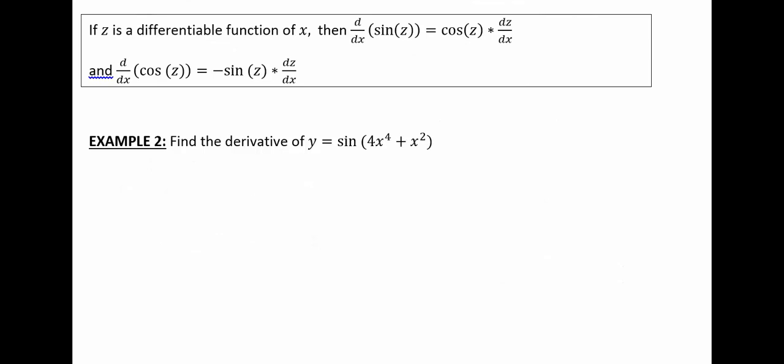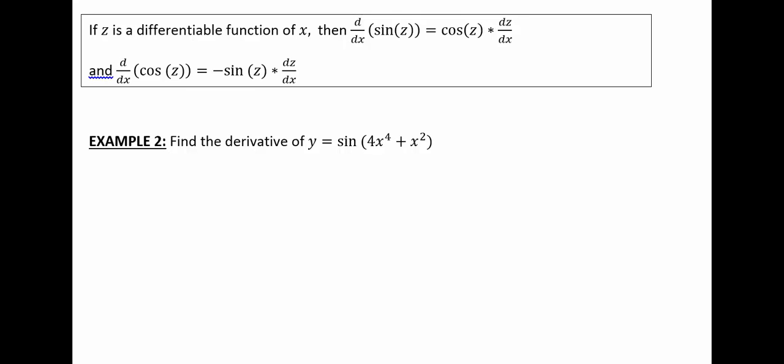If z is a differentiable function of x, then the derivative with respect to x of sine of z is cosine of z times dz dx. Similarly, the derivative with respect to x of cosine of z is going to be equal to negative sine of z times dz dx. So as long as we can identify what our z is, we can use these formulas to make our calculations a little more efficient. Let's look at an example.